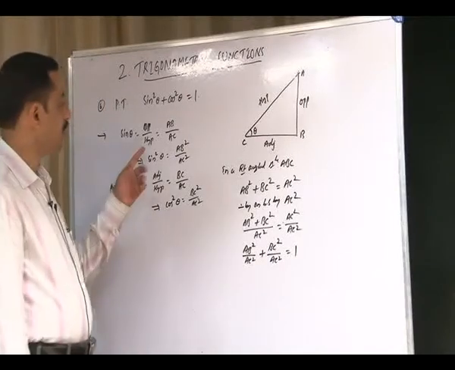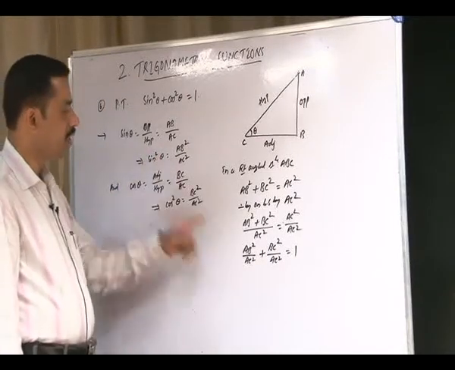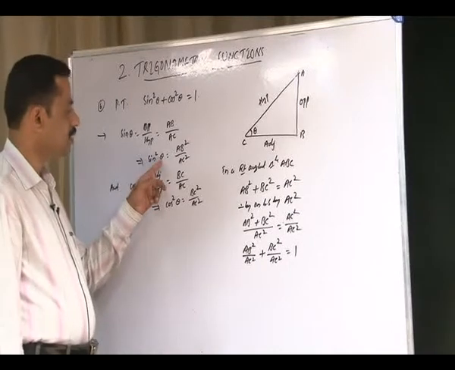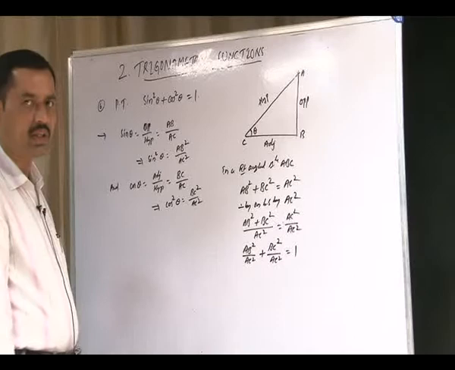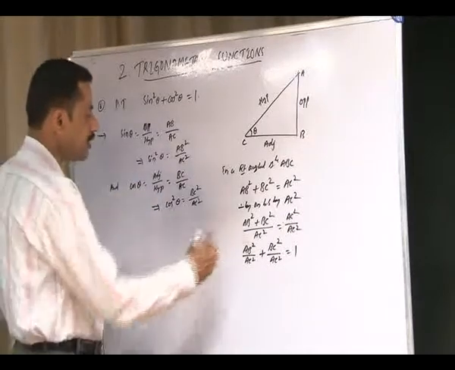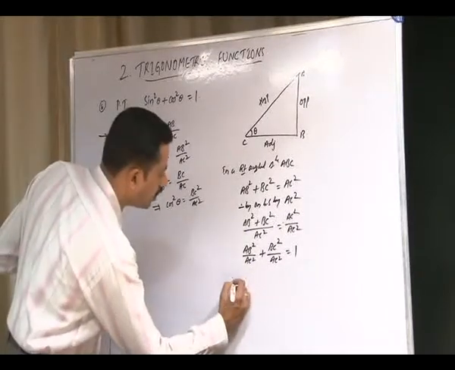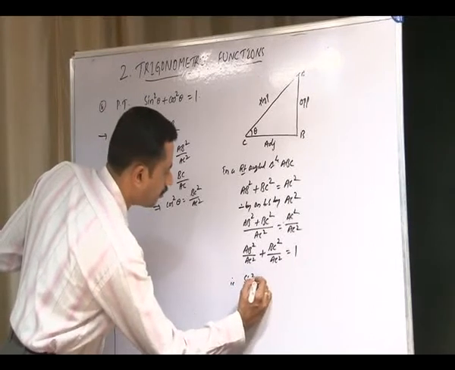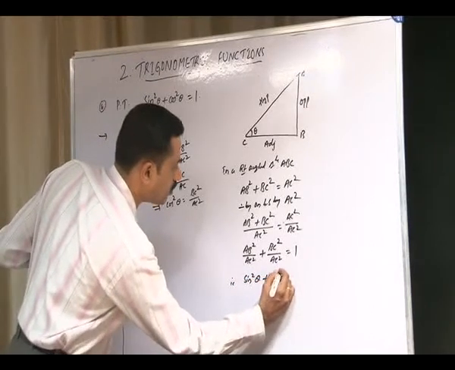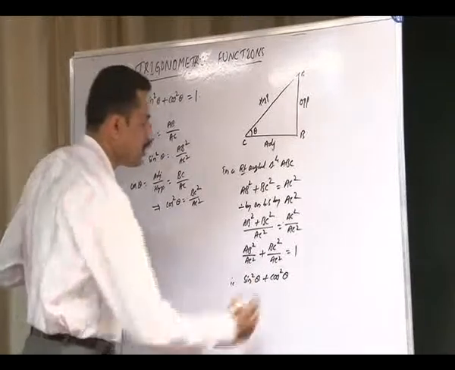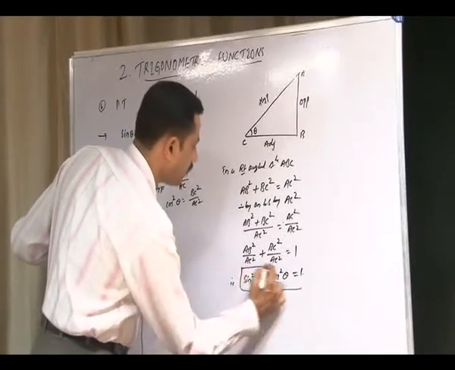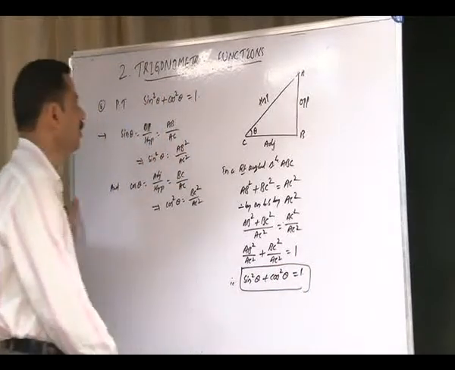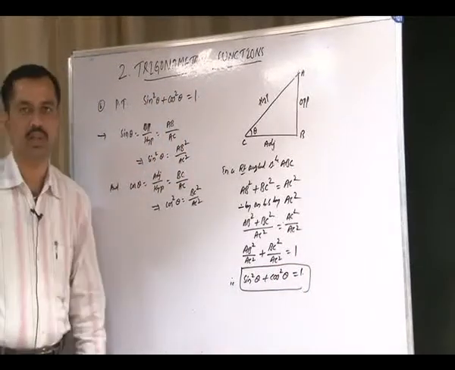But here we have derived that AB square divided by AC square is nothing but sin square theta, and BC square divided by AC square is nothing but cos square theta. So, if you substitute these two in this relation, we get sin square theta plus cos square theta is equal to 1. So, that is the proof of this relation, that is sin square theta plus cos square theta is equal to 1.